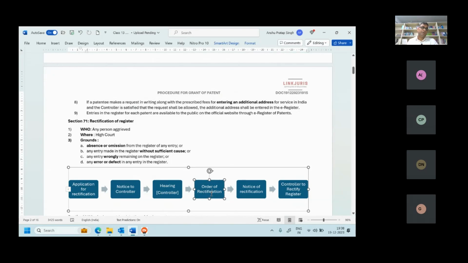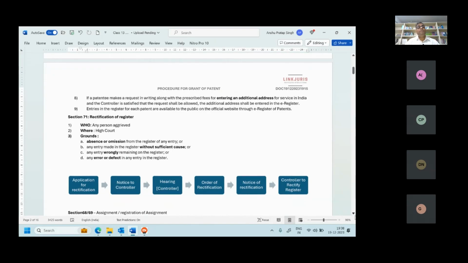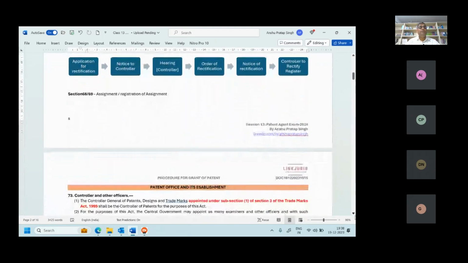Just a minute. Give me a second. I have to just check 17. So this is how rectification can be done if you are going to the High Court.